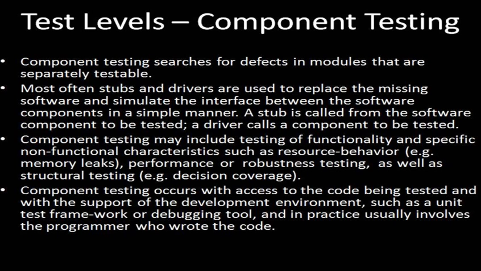Typically, component testing occurs with access to the code being tested and with the support of the development environment, such as a unit test framework or debugging tool, and in practice usually involves the programmer who wrote the code. Sometimes, depending on the applicable level of risk, component testing is carried out by a different programmer, thereby introducing independence. Defects are typically fixed as soon as they are found, without formally recording the incidents found.